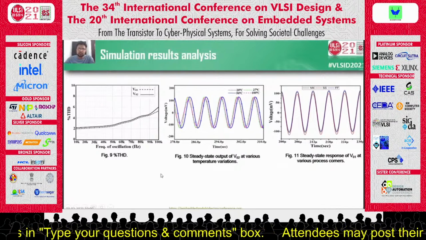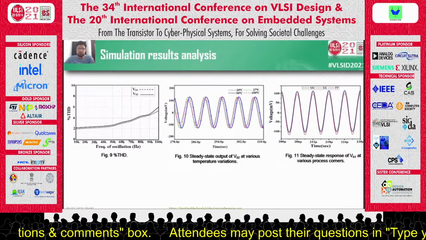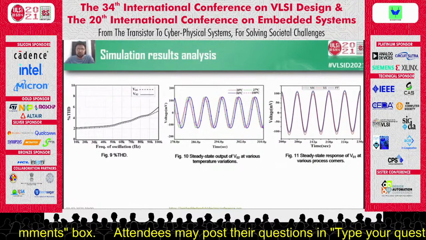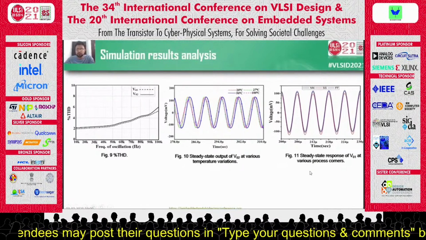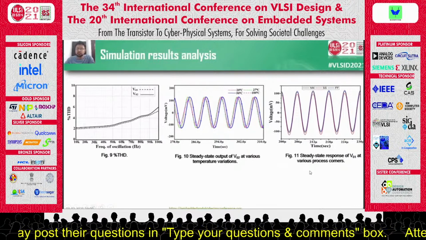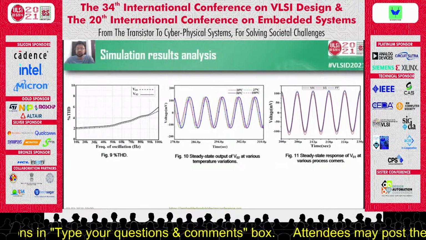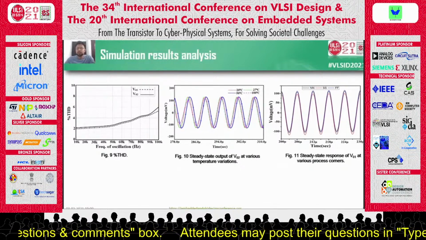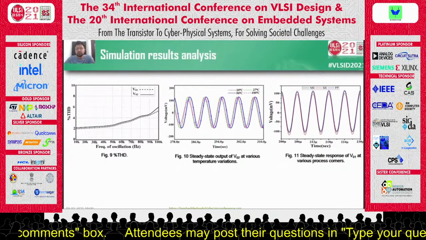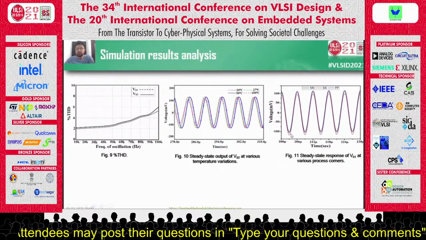So figure 10 shows the temperature variations from 20 degrees Celsius to 100 degrees Celsius. So there are no sharp variations perceived if the temperature changes. So figure 11 shows the steady state response at different process corners such as normal, slow, and fast, where you can observe that there is a slight variation of the amplitude, but no sharp variations are observed.